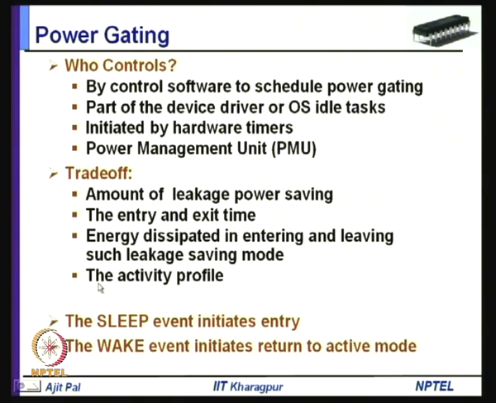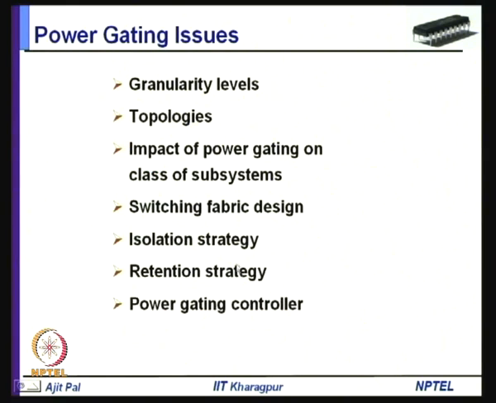But as we have already seen, it is essentially controlled by two entities, two events. Number one is the sleep event, which initiates entry into the power gated mode, and another is the wake event, which initiates return to the active mode. So, these two events will switch from one mode to another mode. And as I have told, there are a number of power gating issues, such as granularity levels and so on. I shall discuss them one after the other.